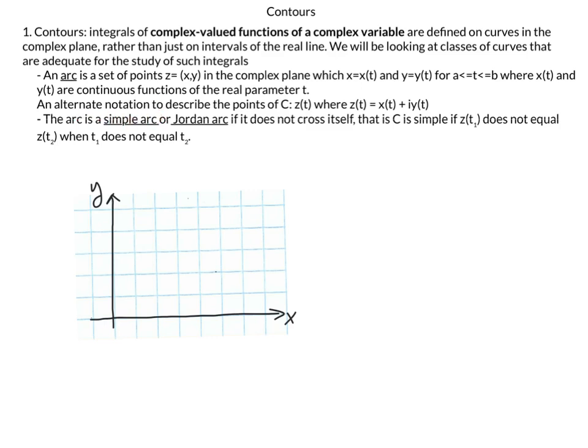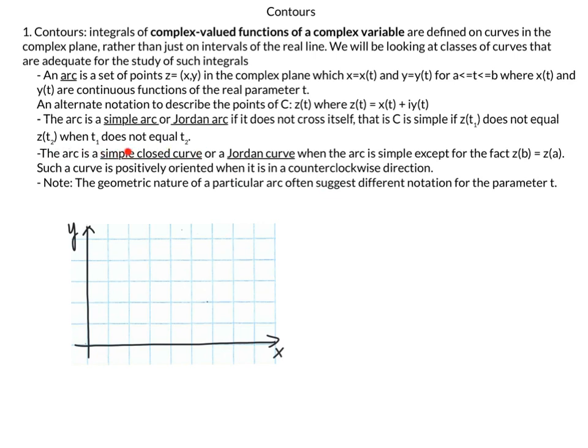The arc is a simple arc, also called a Jordan arc, if it does not cross itself. That is, C is simple if z of t1 does not equal z of t2 when t1 does not equal t2. In other words, if we're coming over here in time and tracing out this arc, and then as time progresses, at some point we loop back around and cross ourselves. It's not bad to loop around this way, but if we loop back over here and cross ourselves, remember, this is not t, this is x versus y, but at some time t we come back and cross, then we're no longer a simple or Jordan arc. This one would be fine because it does not cross itself.